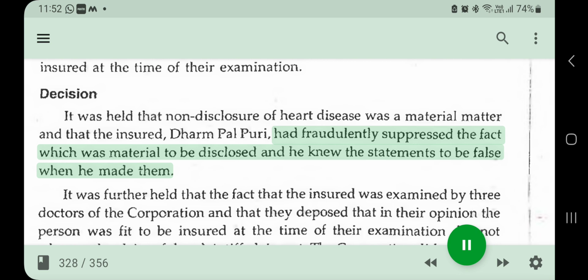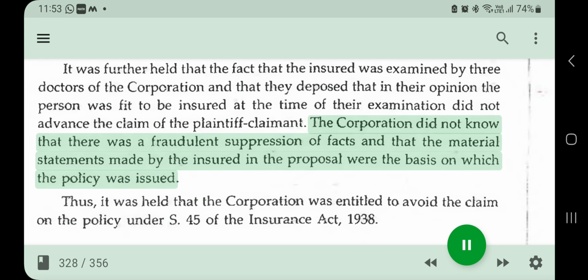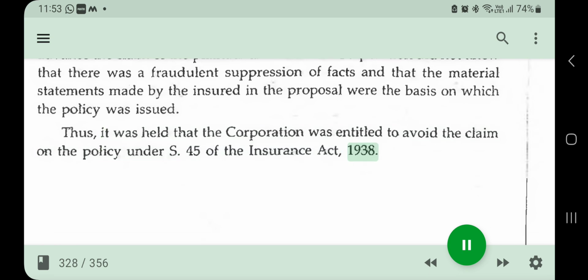made them. It was further held that the fact that the insured was examined by 3 doctors of the corporation and that they deposed that in their opinion the person was fit to be insured at the time of their examination did not advance the claim of the plaintiff claimant. The corporation did not know that there was a fraudulent suppression of facts and that the material statements made by the insured in the proposal were the basis on which the policy was issued. Thus, it was held that the corporation was entitled to avoid the claim on the policy under S. 45 of the Insurance Act, 1938.